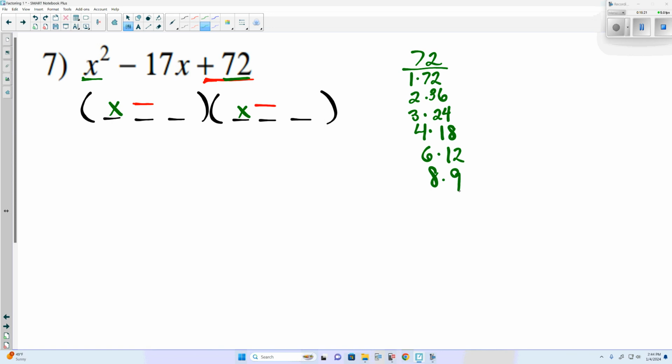Any questions on this here? Which set of factors do we want to try first? 8 and 9.